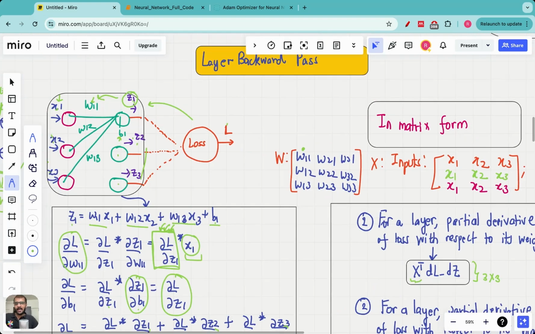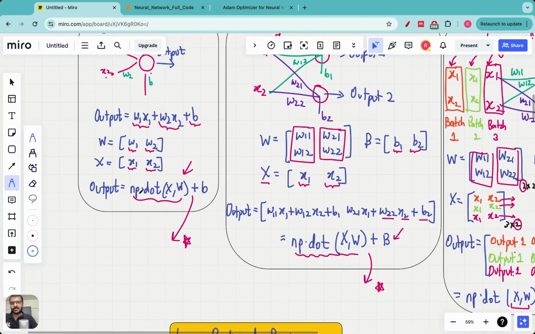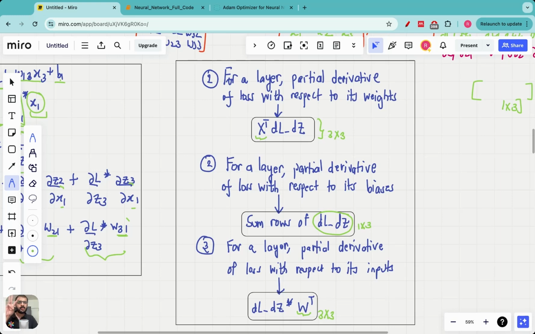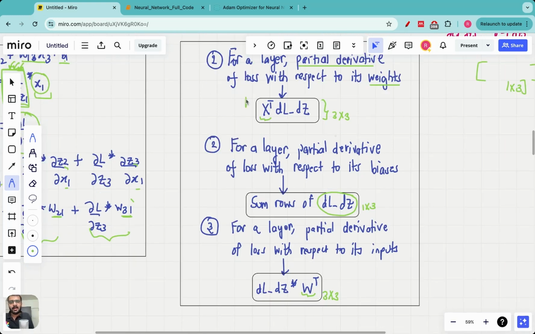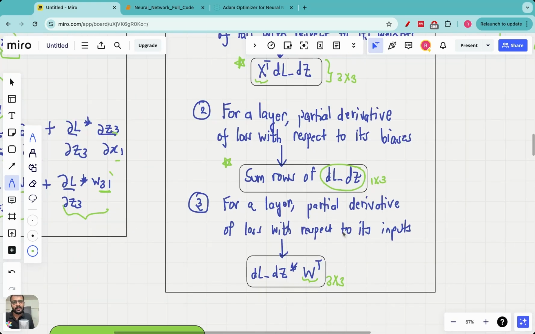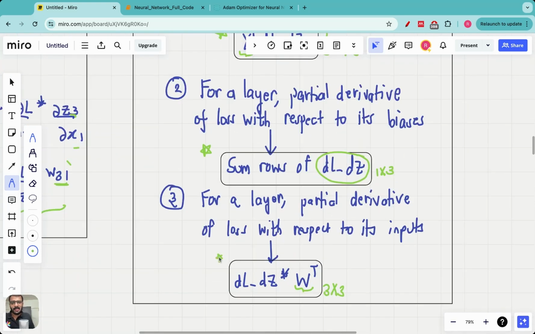So remember that whenever any layer is given to you, first you do the forward pass using this formula: np.dot(X, W) + b. And remember that when you do the backward pass, you need to store three values. You need to store the partial derivative of the loss with respect to the weights of the layer, which is given by X transpose dL/dZ. Then you need to store the partial derivative of the loss with respect to the biases of that layer, which is given by summing the rows of dL/dZ. And you also need to store the partial derivative of the loss with respect to the inputs of that layer, which is given by dL/dZ multiplied by the weight transpose.